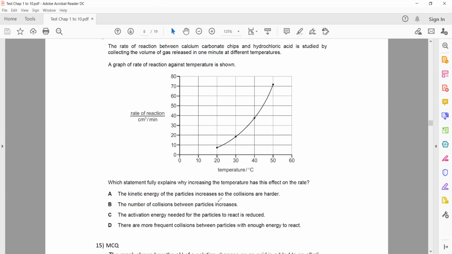So why is it not A? The kinetic energy of the particles increases, so the collisions are harder, meaning difficult to collide if kinetic energy is more. Oh, I thought harder means stronger, like hitting it harder. No, here it means collisions are harder, meaning difficult to collide. Yeah, okay.